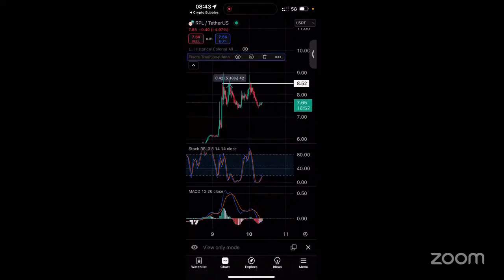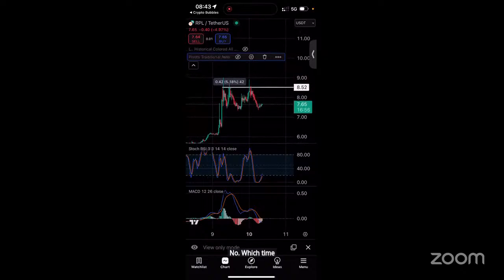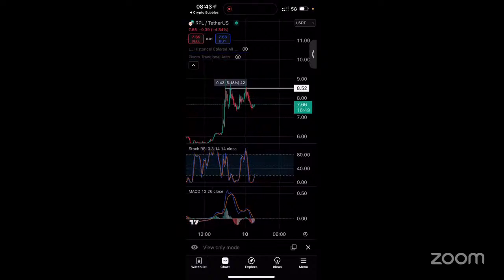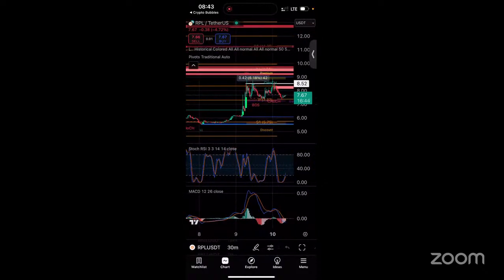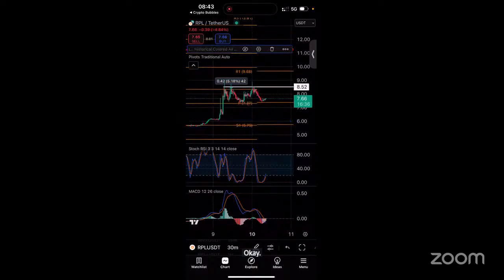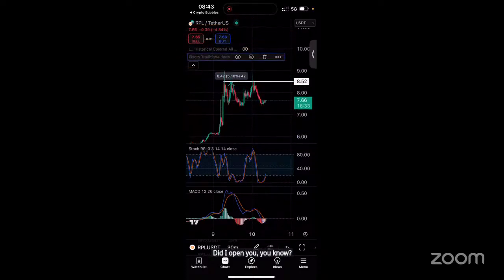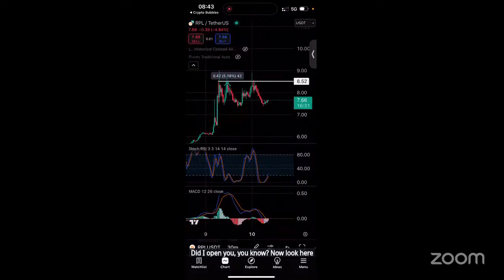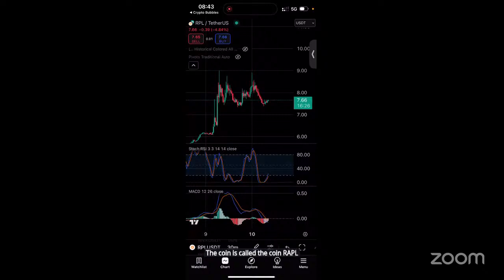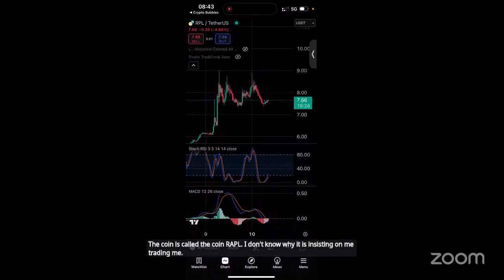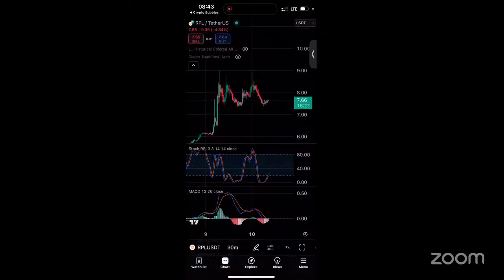Now, which time frame is this? Which coin is this? Hmm? Did I open you? Now look here. This is 30 minutes. The coin is called RPL. I don't know why it is insisting on me. Trade me. I love you so much. Trade me.